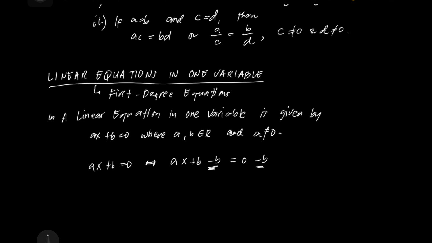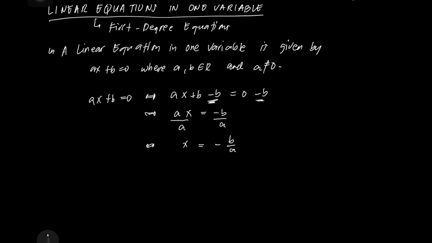That is the addition property of equality, which says if a is equal to b, then a plus c is equal to b plus c. So here we have ax is equal to negative b. Next, we divide by a on both sides of the equation by applying the multiplication property of equality, which makes it x is equal to negative b over a.